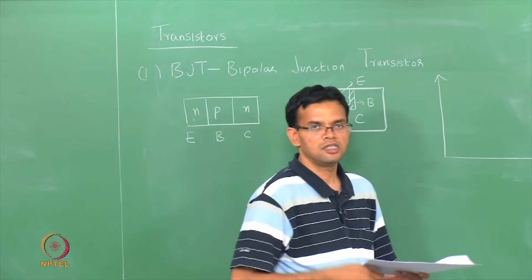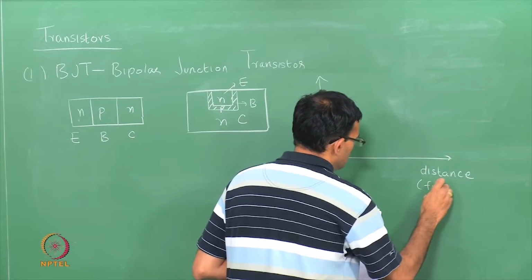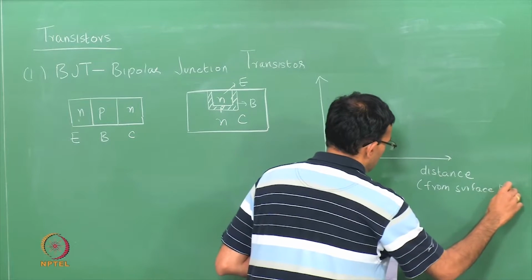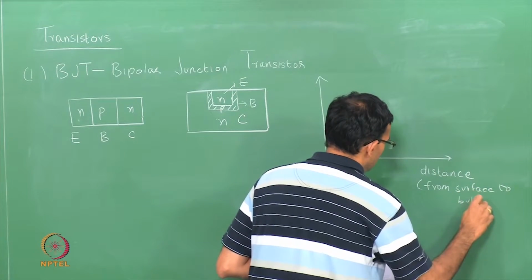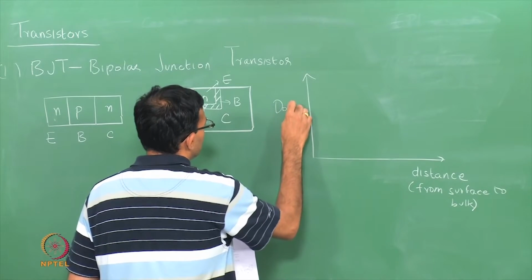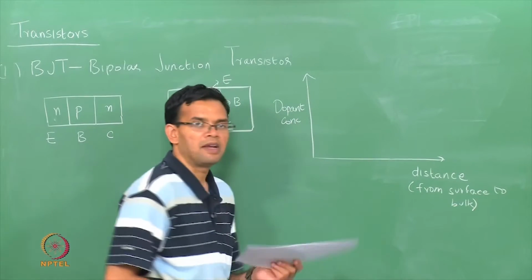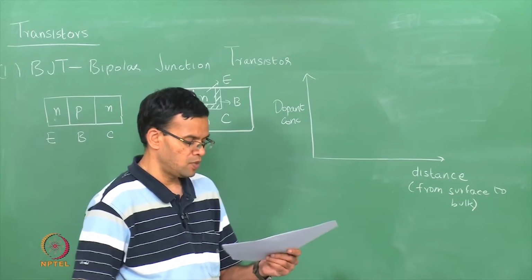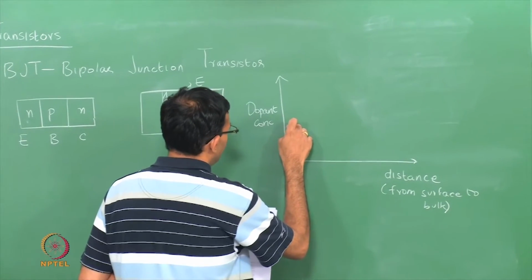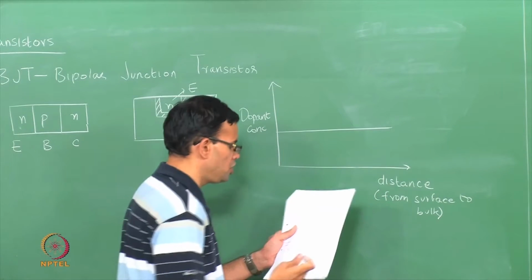this is distance within the semiconductor, from the surface to the bulk, and this is the dopant concentration. This can represent both N and P, it is just the number. So, in the case of this bare starting sample, you have a uniform N type doping, which is the bulk doping.